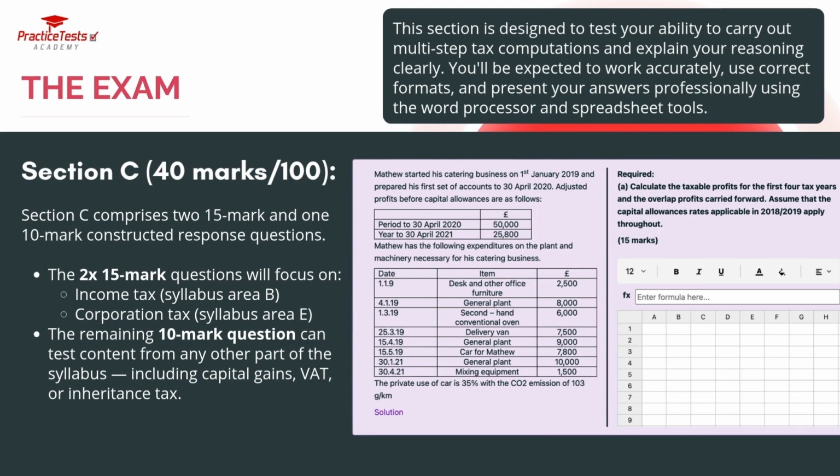So make sure that you cover all the taxes and as much, if not all, of the syllabus before the exam. You've then got 2 15-mark questions. One is on income tax and one is on corporation tax. These are what we call constructed response questions. So for these questions, your pro forma learning is key. Make sure you know what an income tax pro forma looks like. Make sure you can get it down nice and quickly, and make sure you know exactly where the numbers are going to go.